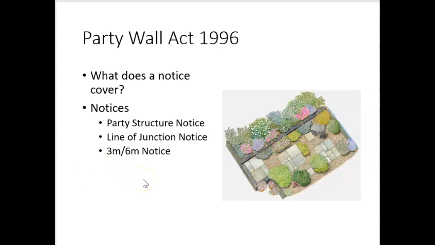So, like I say, we've got the 3 different types of notice. The party structure notice is the one which is done on the party wall. That's the wall between 2 parts of the building. A line of junction notice is where you're doing the garden wall, and a 3 or 6 metre notice is where you are excavating.